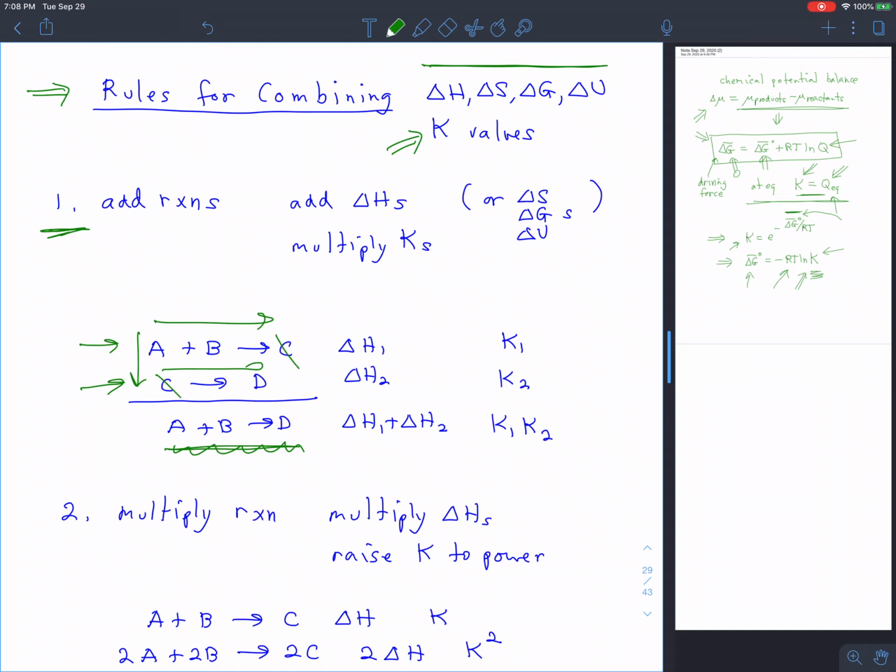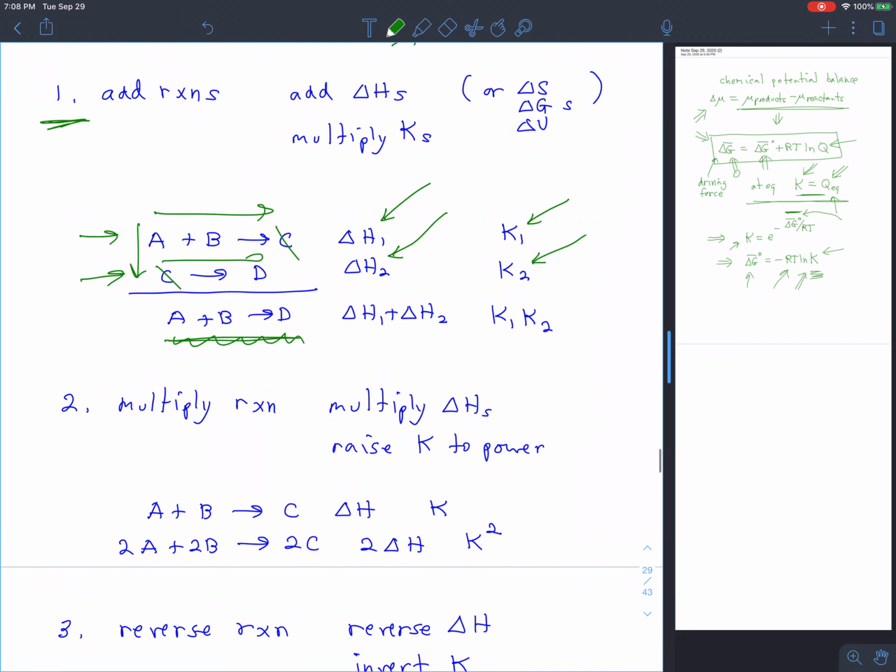And let's suppose that from the tables or from some experimental measurement perhaps, we have a delta H for this first reaction. We also have a delta H for this second reaction. Let's suppose also we have an equilibrium constant for the first reaction and an equilibrium constant for the second reaction. Then what's the delta H for the overall reaction?